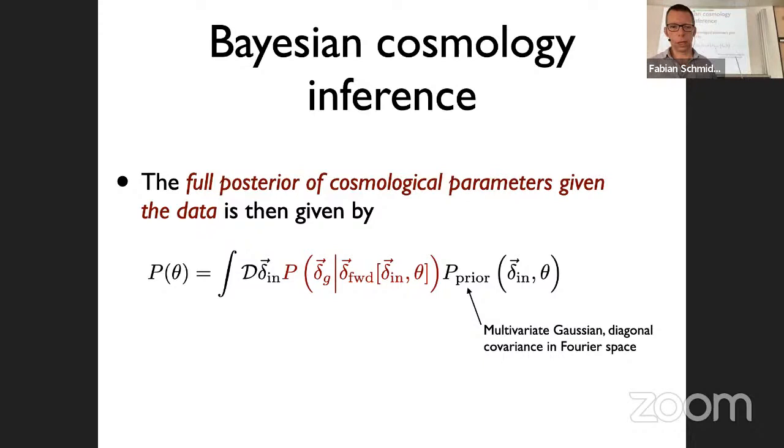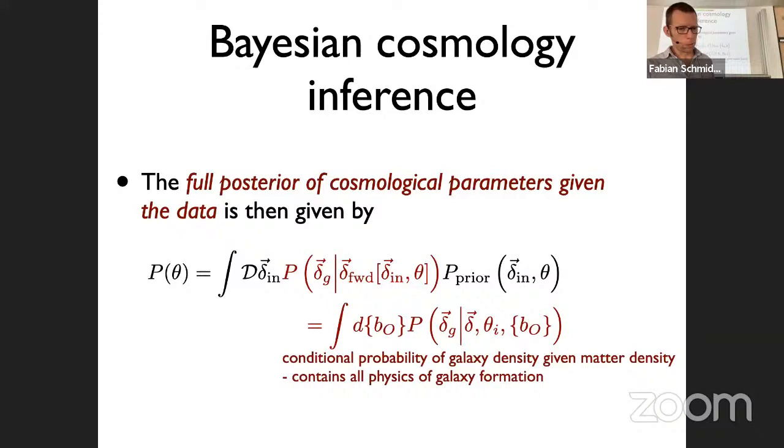So in cosmology, we call that a Gaussian field. So this is straightforward to compute. The other part is obviously much more complicated because that contains all the physics. Even if I assume I have a perfect forward model for the matter distribution, you can think of N-body simulations, but even in the matter, there's baryonic effects. But even if I have that, then I still need to compute the conditional probability of the observed galaxy density given the matter density field, right?